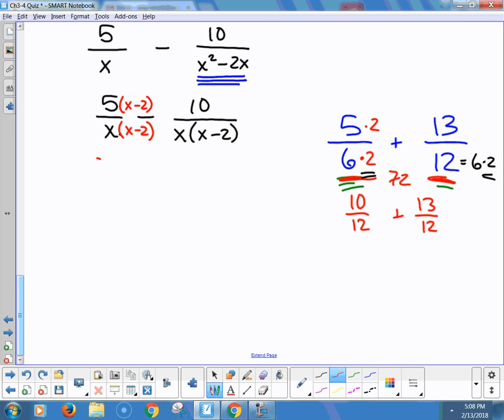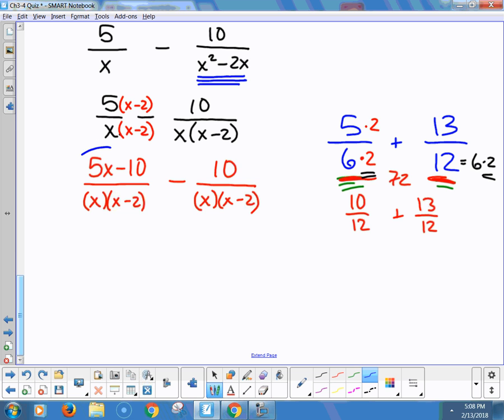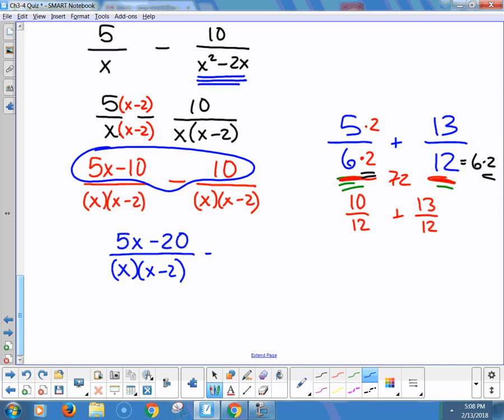So now what we have is 5x minus 10 over x times x minus 2. And we're subtracting 10 over x times x minus 2. We can now combine the numerators. 5x minus 10 minus 10 is 5x minus 20 over x times x minus 2. Some people tried to factor this from here. It's true you could factor this. This is the same thing as 5 times x minus 4 over x times x minus 2, but nothing cancels again.